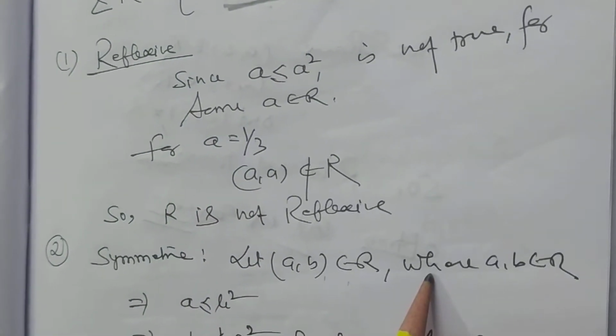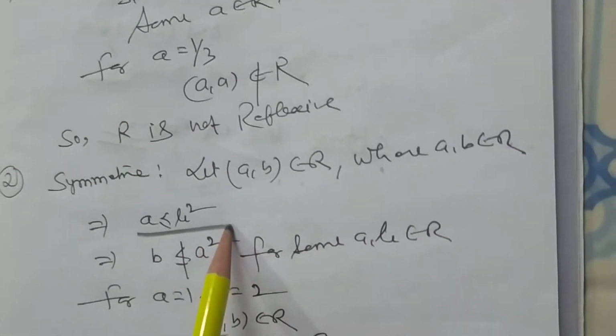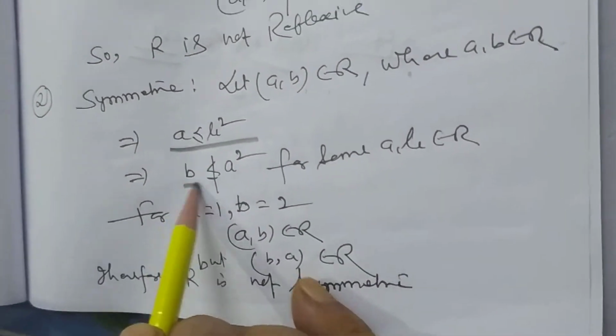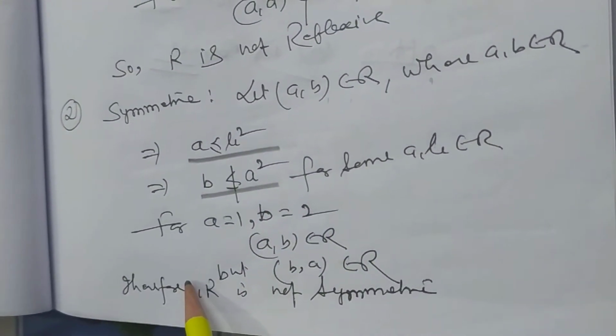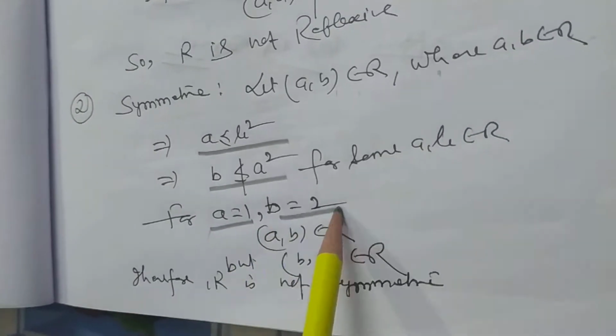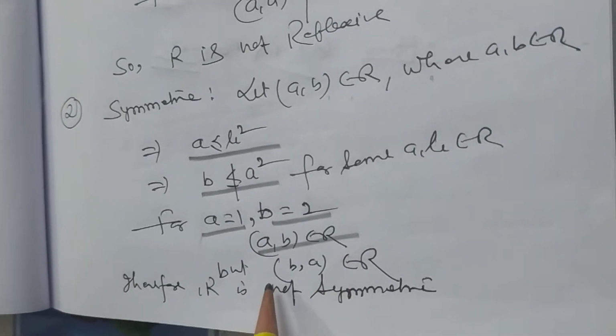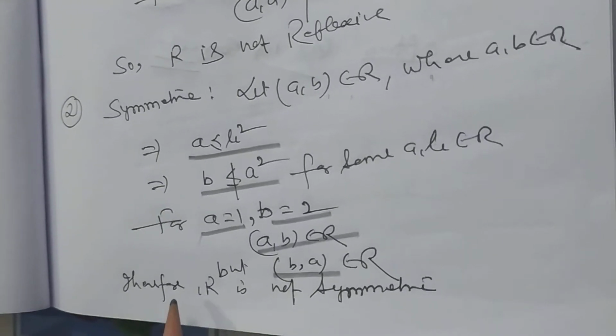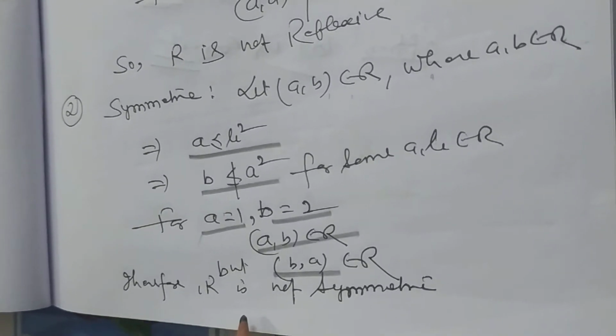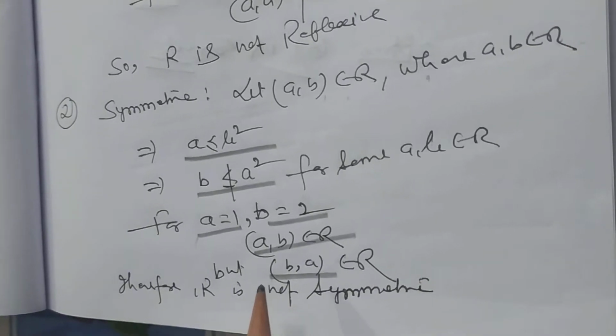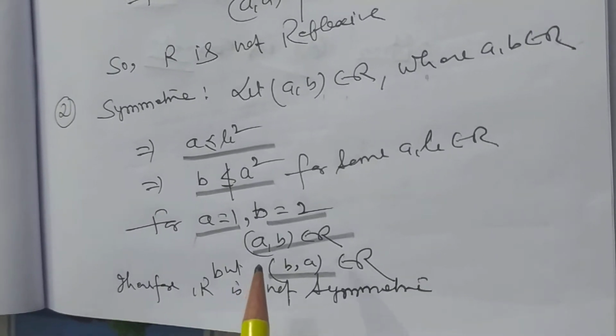Let (A, B) belong to R, where A is less than or equal to B squared. This implies B is less than or equal to A squared, for some (A, B) belonging to R. Take A equal to 1, B equal to 2, (A, B) belongs to R, but (B, A) does not belong to R. Therefore, R is not symmetric.